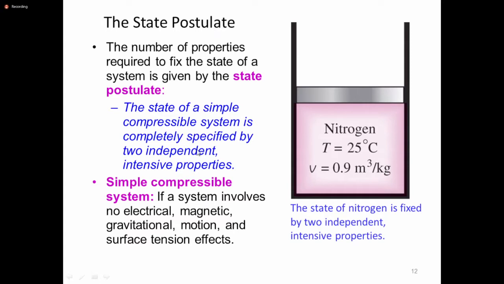What exactly does a simple compressible system mean? A simple compressible system is one where the system involves no electrical, no magnetic, no gravitational, no motion, and no surface tension effects. If the system satisfies all of this, then that type of system is called a simple compressible system.